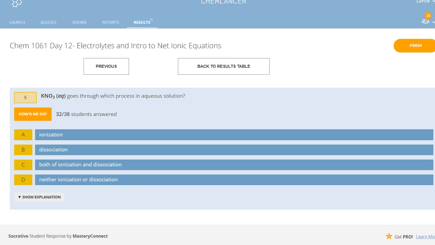And finally, KNO3 goes through which process in aqueous solution? And that would be B. It goes through dissociation. And why does this go through dissociation? Aqueous. Well, it's aqueous, it's true. But remember, what does dissociate mean? To separate or to come apart.